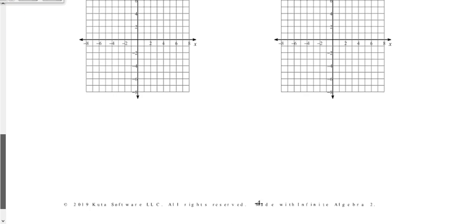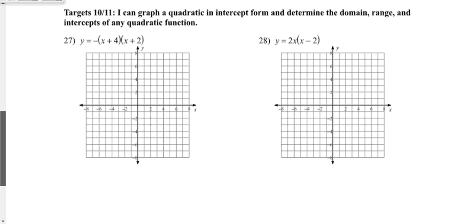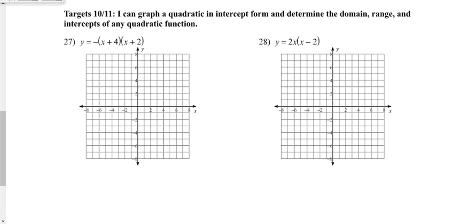Moving on to these last two problems, we have intercept form, which is actually my favorite. So for intercept form, we can actually start with the x-intercepts. It's always an easy way to start. It's whatever the zeros are. So this would be -4, 0 and -2, 0. So I'm going to graph those.